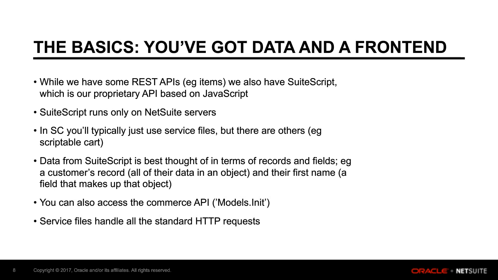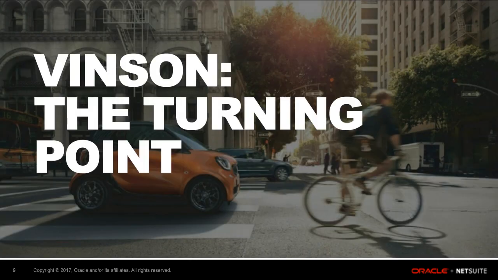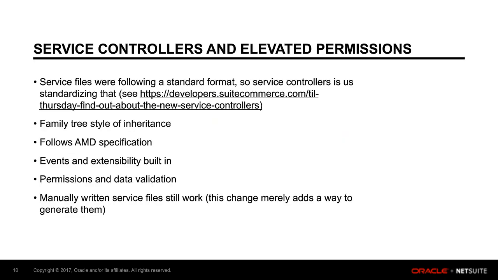And yeah, service files handle all the standard HTTP requests. So why do I say that Vincent was a turning point? Well, there were two important aspects in Vincent in terms of data. The first was that we standardized service files by introducing service controllers. And one of the things that service controllers let us do was to create this family tree style of inheritance.